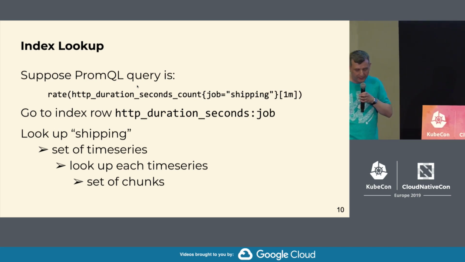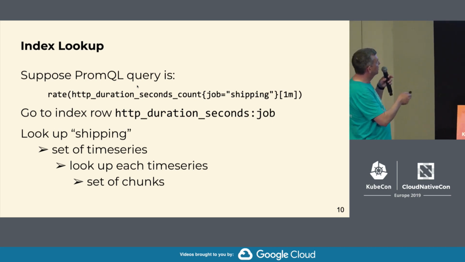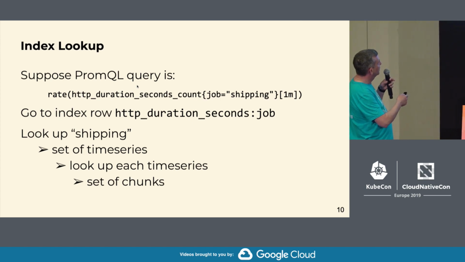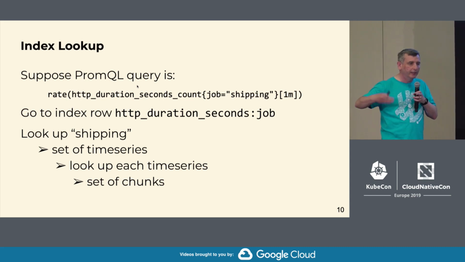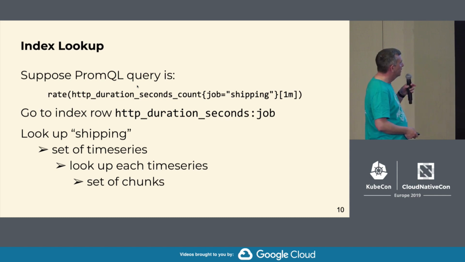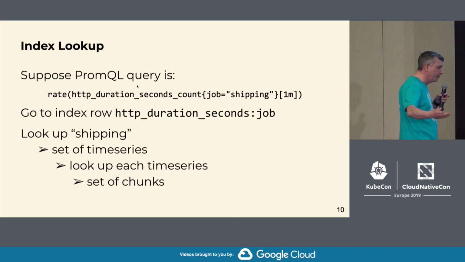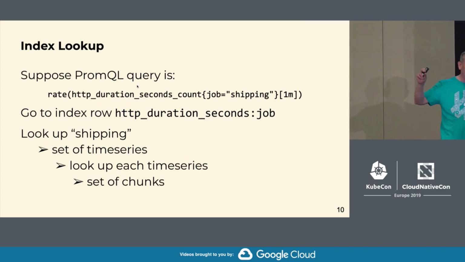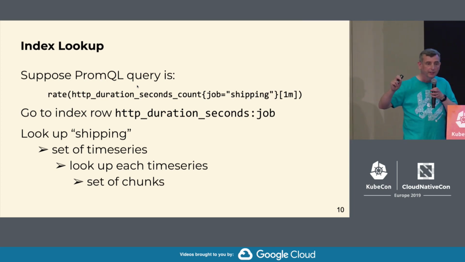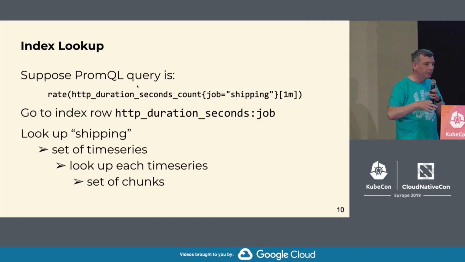Just to state that another way, so the query came in, same query I'm talking about. We go to the index row for that particular label. We find shipping. That gives us a set of time series. We look up that time series. We get these chunks, which are effectively time-based, a few K compressed and stored in the store. So now we read those chunks in. Those have the raw samples in the time series, and we hand them back to Prometheus, which does the arithmetic over them. And I'm now going to hand back to Tom, who's going to go into even more detail about how that works.